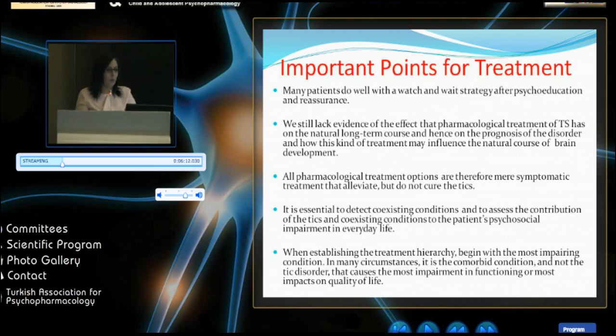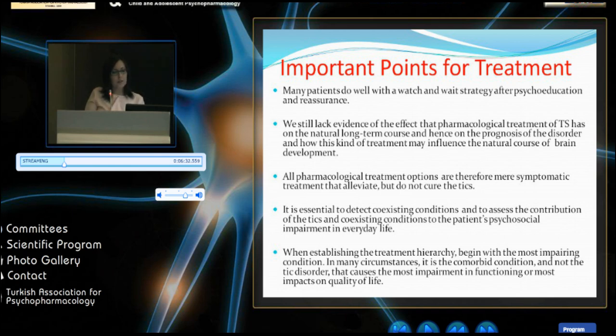Therefore, in these cases we talk and we need treatment. So what are the important points for treatment? After psychoeducation and reassurance, many patients do well with a watch and wait strategy. Usually the children and adolescents can get away with it. They do not encounter many problems.